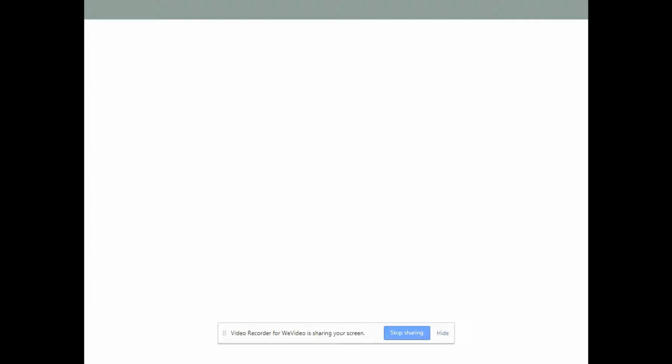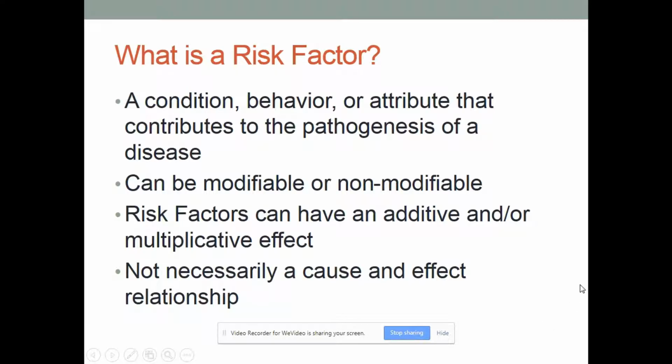So let's talk about what a risk factor is. A risk factor is a condition, behavior, or attribute that might contribute to the pathogenesis of the disease. It should be pointed out that some are modifiable and some are not. Some of these things are behaviors, and some of these things are our biology, our age, our certain medical status that impact our risk or our decrease of risk or increase of risk of developing a disease.